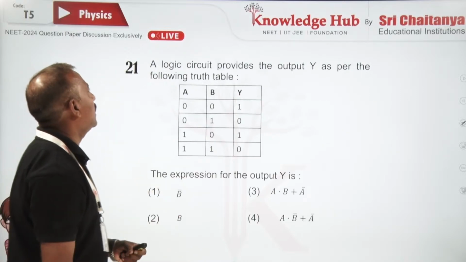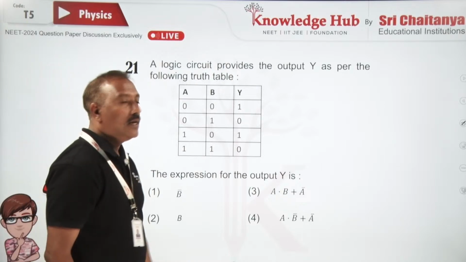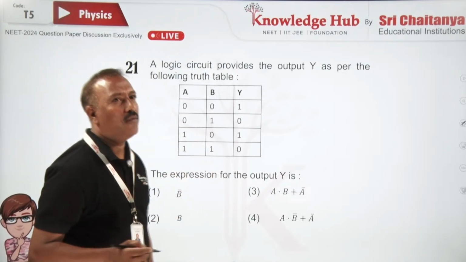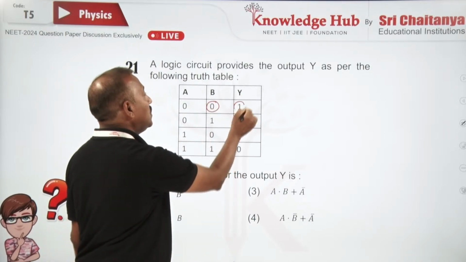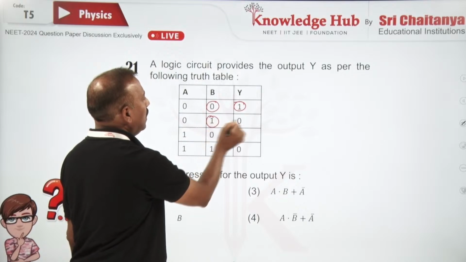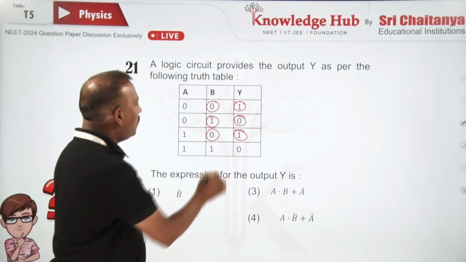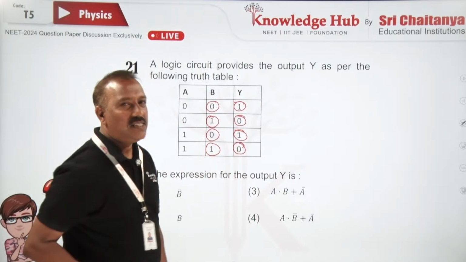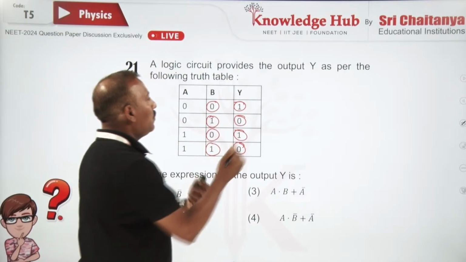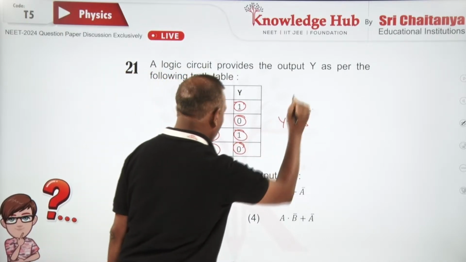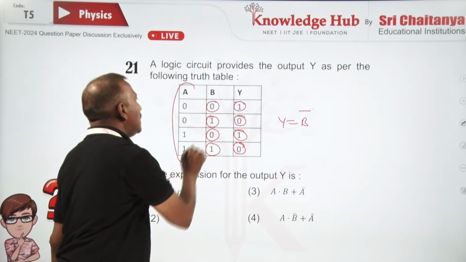Let us see the 21st one. A logic circuit provides the output y as per the following truth table. This is a very simple logic they have given. If you look at the B value, it is 0 and y value it is 1. B value it is 1, y is 0. B value 0, then y is 1. B value it is 1, then y is 0, which means y is the opposite of B, or it is the negative of B. Therefore, y must be equal to B bar. Here, there is nothing to do with this A.